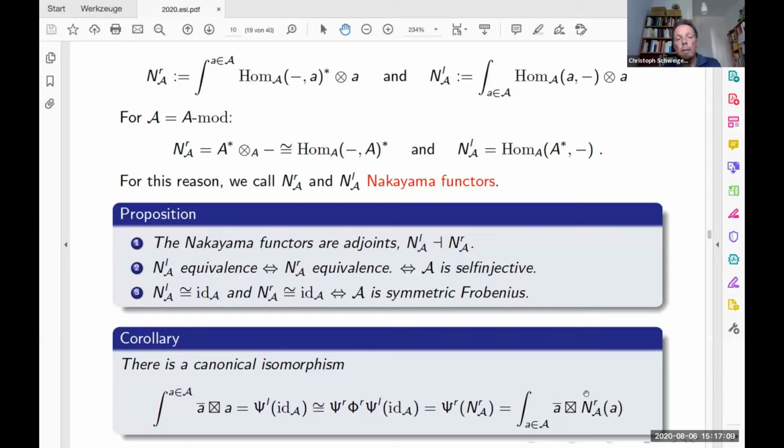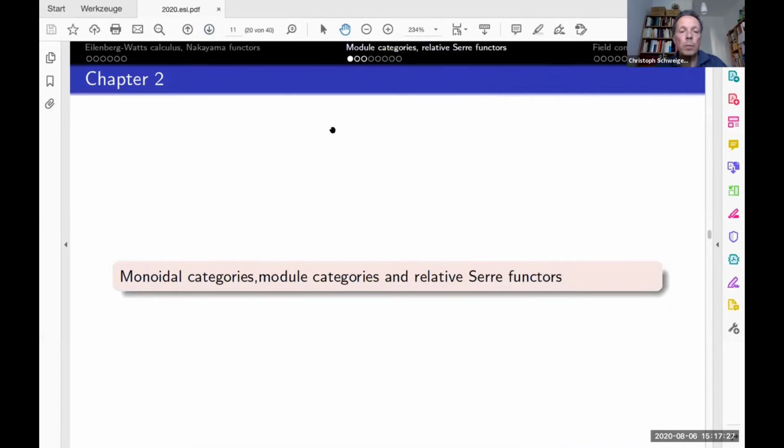But the important thing is that we relate an end and a co-end, so very roughly speaking, something like a direct sum and a product. And that will be important to get co-multiplications and multiplications on bulk fields in a moment. Okay, so now this was the first part.